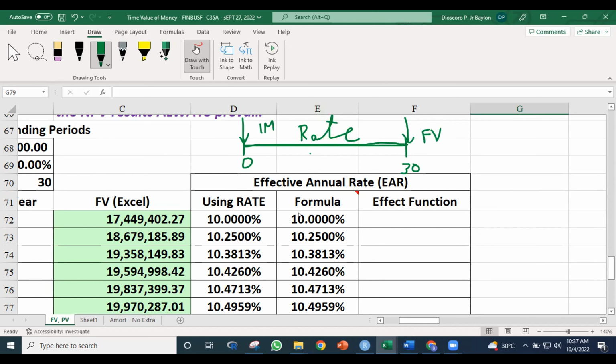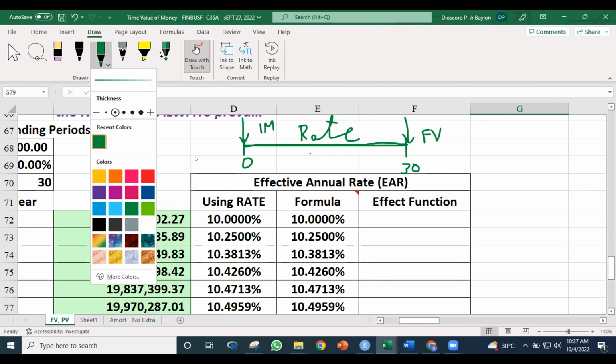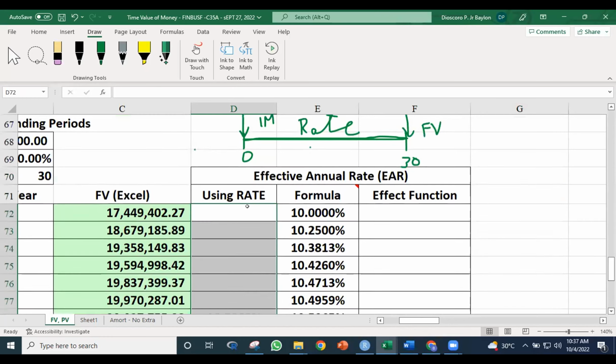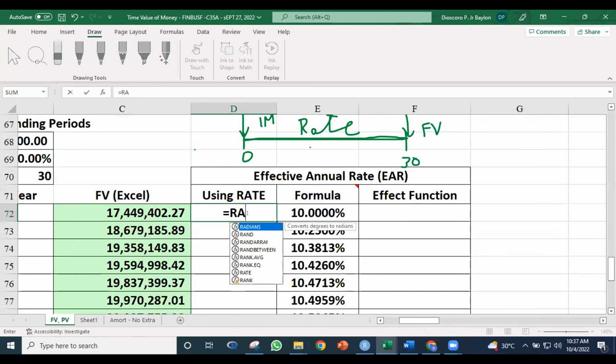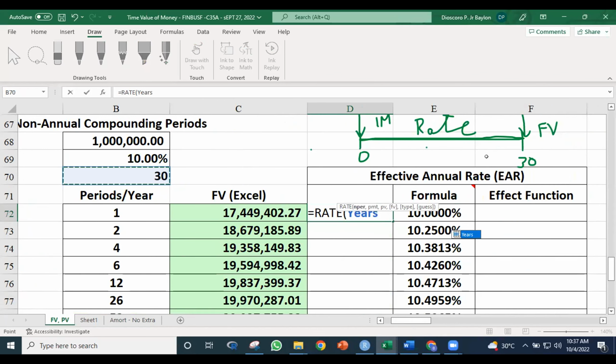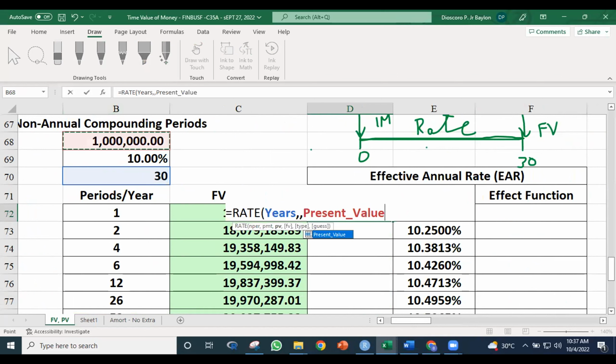So we're just getting the effective rate. So rate, okay. Our N per this time we'll use 30 years. Because if we're going to use 30 times 1, then it will give us back the nominal rate. Okay, so we're just using 30, and then what's the PMT? None. Present value is 1 million, comma. Future value is, I have to use a negative on this one.